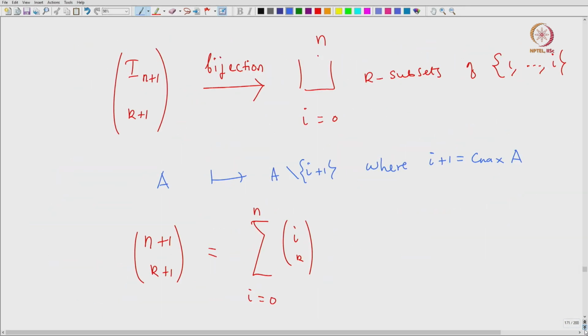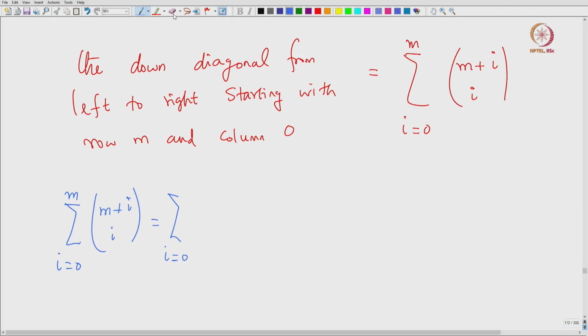So, this should be corrected. This term must be n. So, this is n, and that means this is also n.